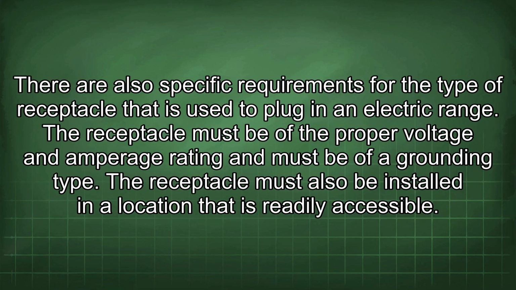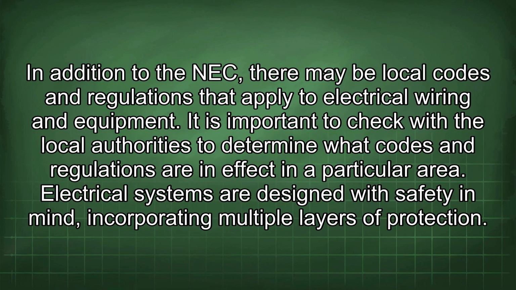There are also specific requirements for the type of receptacle that is used to plug in an electric range. The receptacle must be of the proper voltage and amperage rating and must be of a grounding type. The receptacle must also be installed in a location that is readily accessible. In addition to the NEC, there may be local codes and regulations that apply to electrical wiring and equipment. It is important to check with the local authorities to determine what codes and regulations are in effect in a particular area.